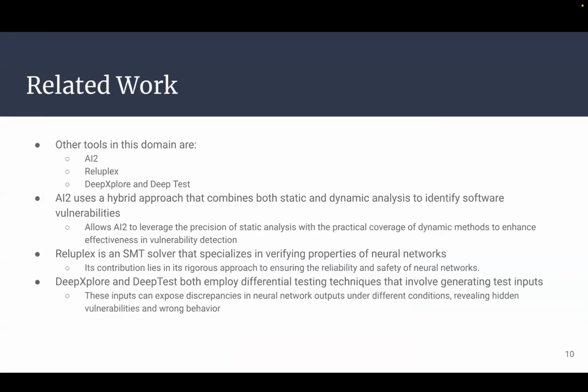So ERAN is a part of a growing field of tools used for verifying and analyzing neural networks. Some of these other tools in this domain are AI2, ReLUplex, DeepExplore, and DeepTest. So AI2 uses a hybrid approach that combines both static and dynamic analysis to identify software vulnerabilities. This allows AI2 to leverage the precision of static analysis with the practical coverage of dynamic methods to enhance effectiveness in vulnerability detection.